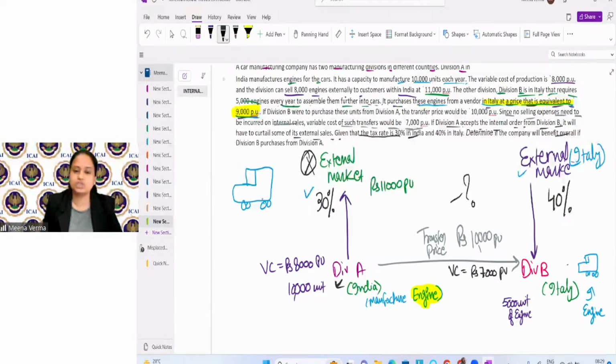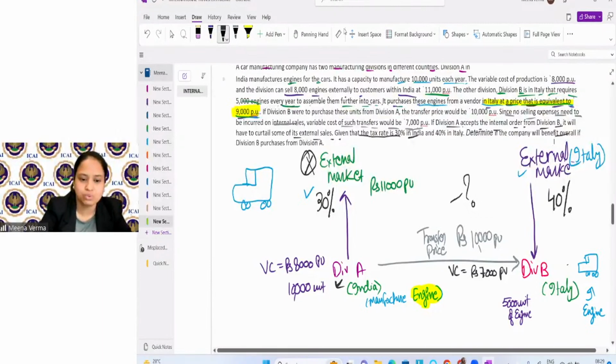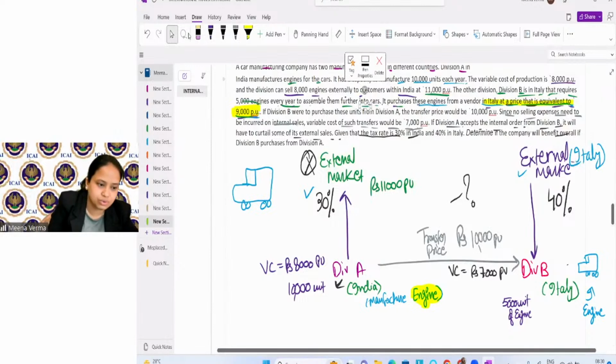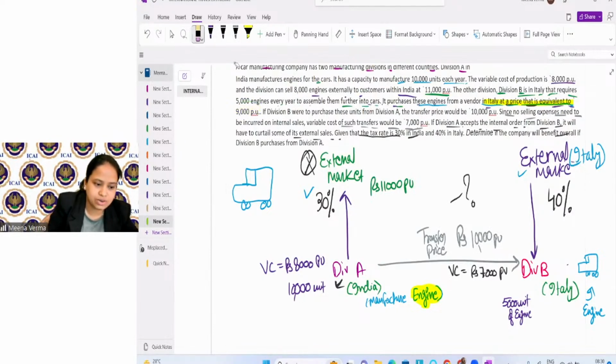Okay. So let's do the calculation here. We have to do the calculation for solving it, right? If you want, you can read the question again. I'll allow you to read the question again. Take your time and read the question again.